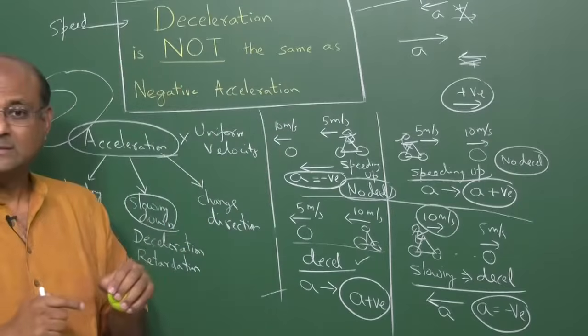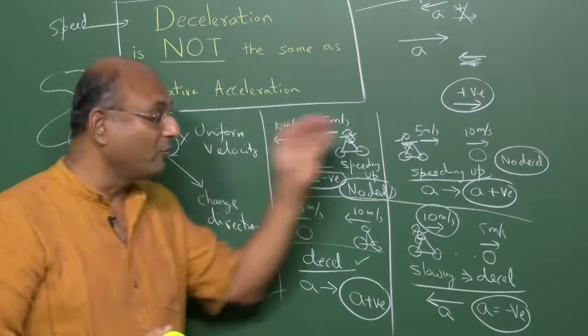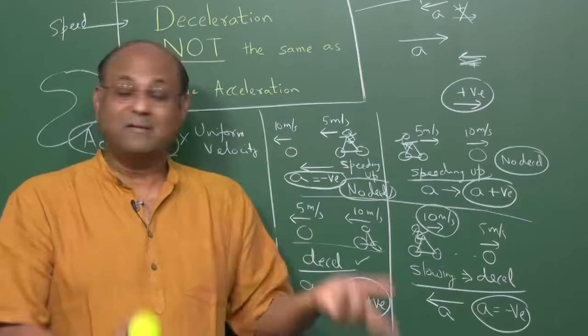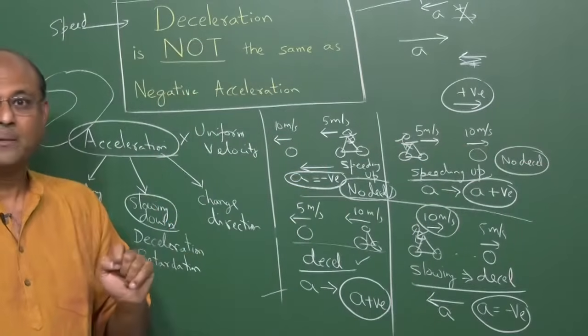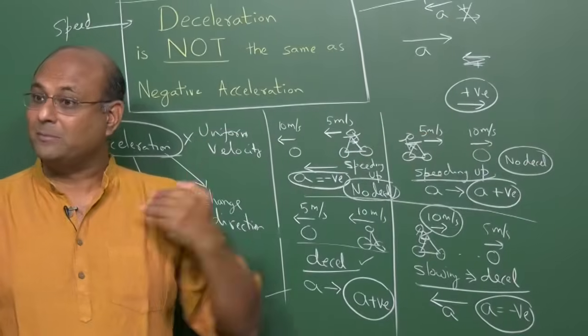Then why do you learn this? Because many books assume that you are moving in the positive direction. They always assume that the direction you are moving is positive, which is very confusing because sometimes you may be going that way, sometimes you may be going this way.